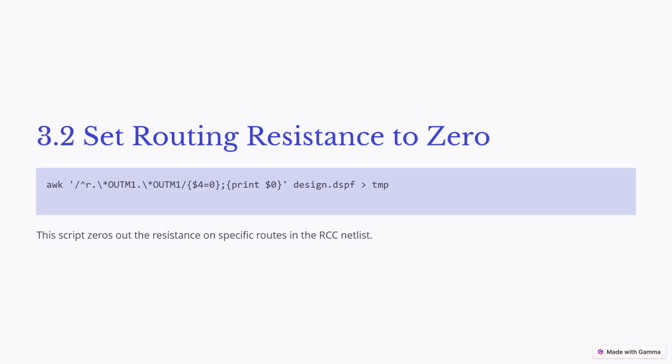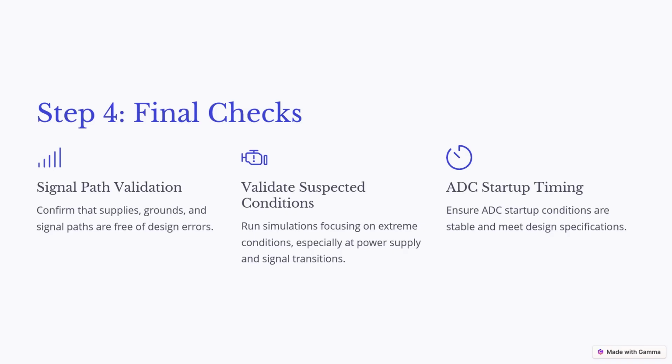Final checks. Before wrapping up, it's crucial to perform a few final checks to ensure your design is ready for real-world operation. First, validate all signal paths to make sure supplies, grounds, and connections are fine. A small mismatch in these paths can lead to significant performance issues.